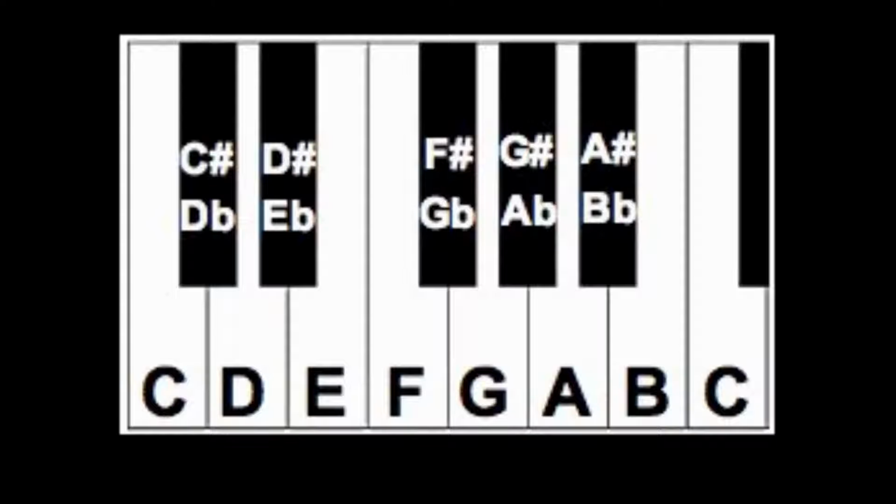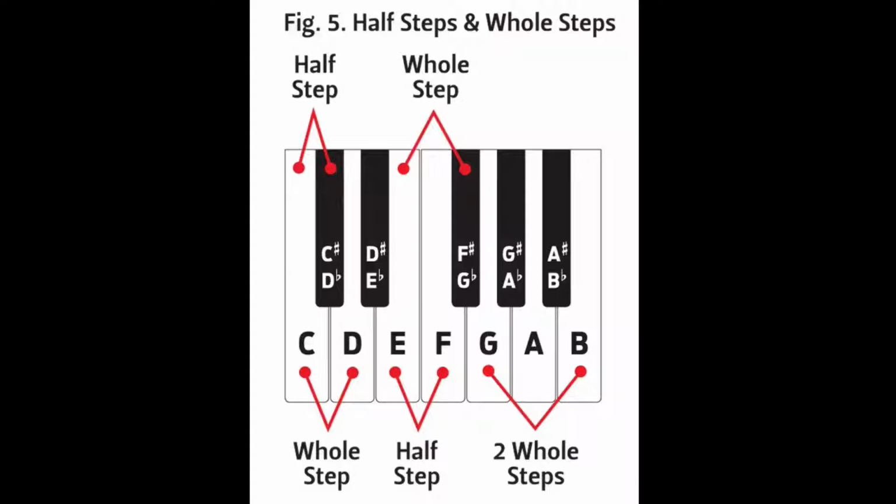Look at the piano layout. Between C and D, there's one black note called either C sharp or D flat, and that's one step. Between E and F, there's no sharp, no black key, therefore we call it a half step.